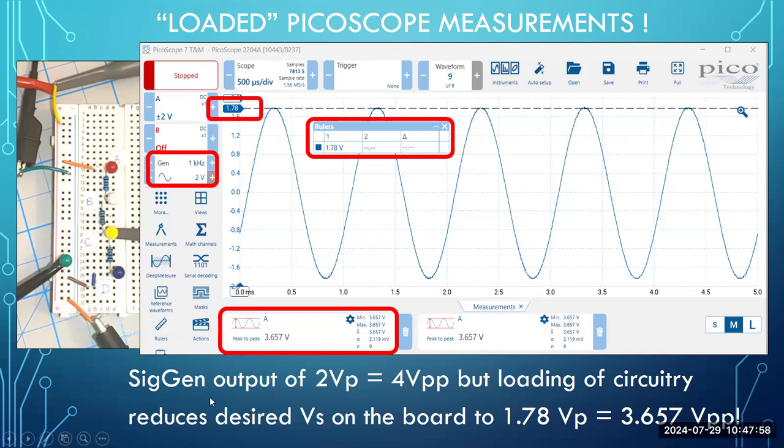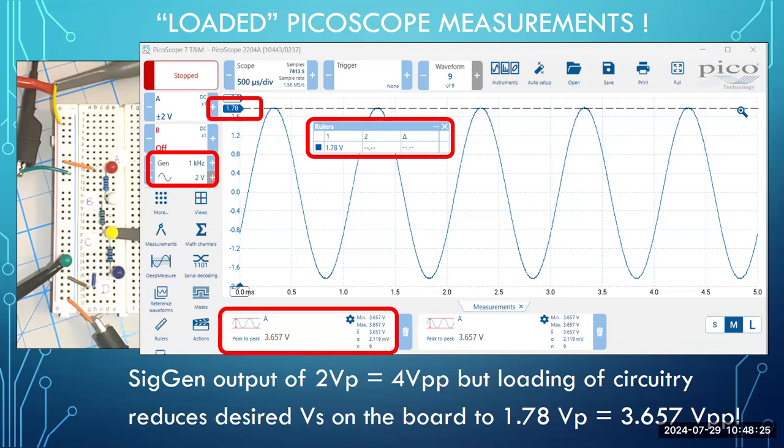So if we read the narration, signal generator output of 2-volt peak works out to be 4-volt peak to peak, but the loading of the circuitry reduces the desired voltage source on the board. Instead of 2-volt peak on the board, it is now on the board at 1.78-volt peak, or this amount of voltage peak to peak.